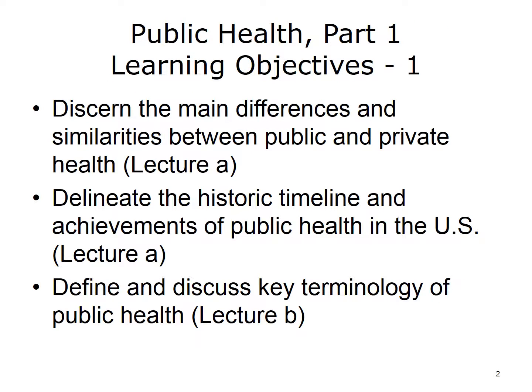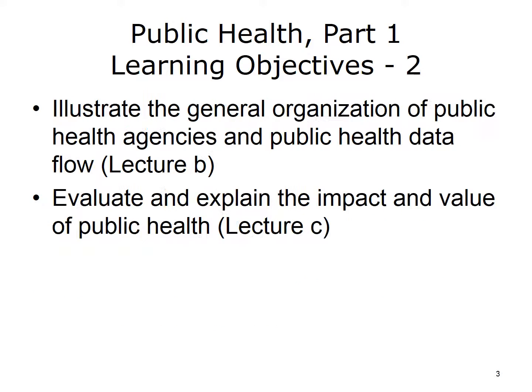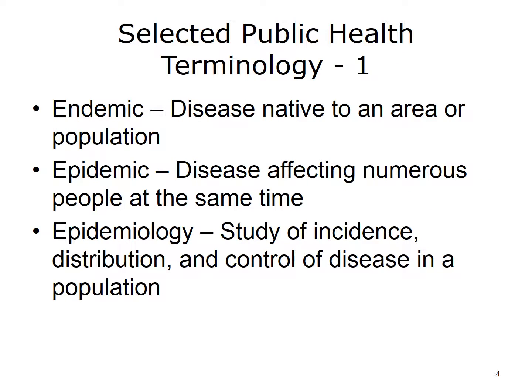The objectives for Public Health, Part 1, are to discern the main differences and similarities between public and private health. Delineate the historic timeline and achievements of public health in the U.S. Define and discuss key terminology of public health. Illustrate the general organization of public health agencies and public health data flow. Evaluate and explain the impact and value of public health. This lecture discusses public health terminology and organization.